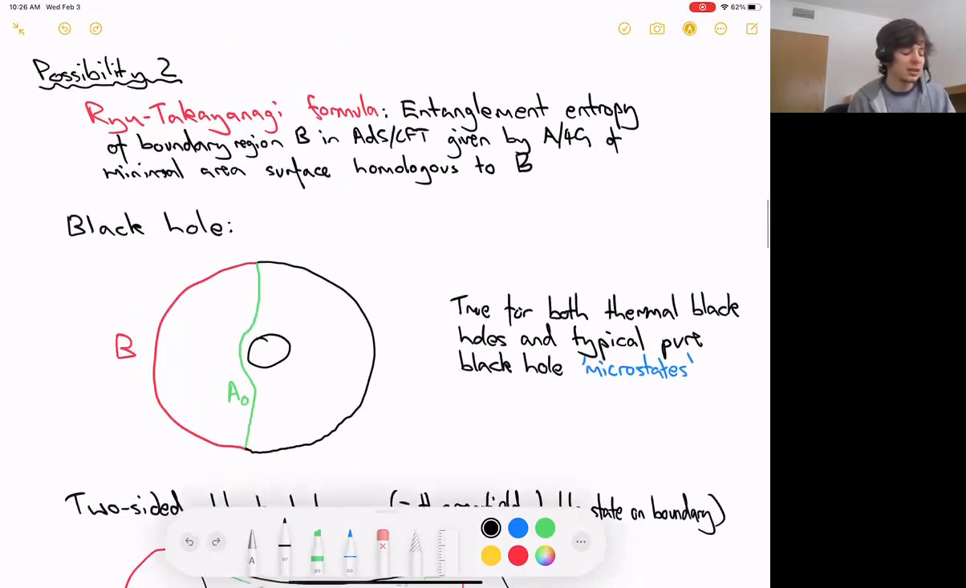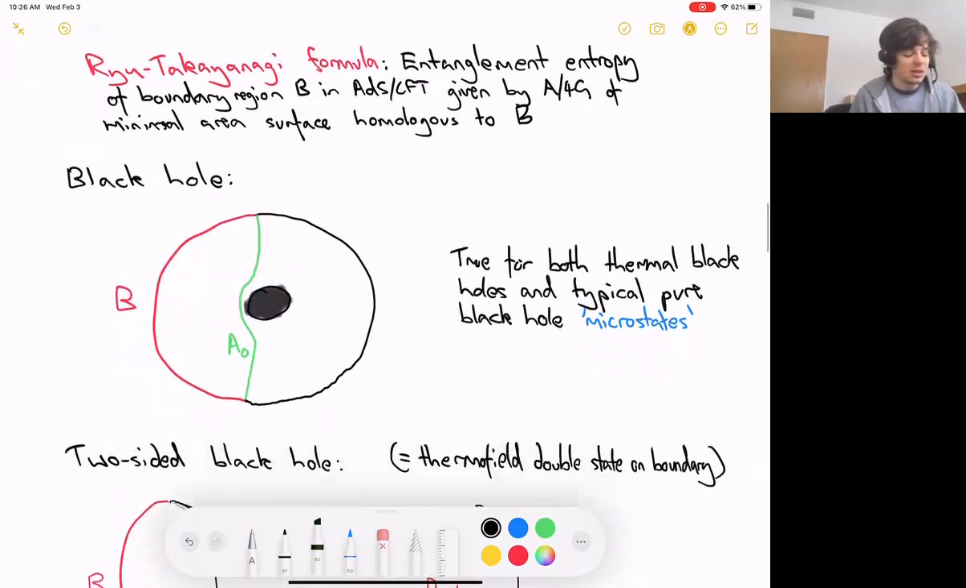Okay, so let's look at an example of this. You could imagine some space-time that has a sort of black hole sitting in the middle here. So this should be a black hole. Let's look at the horizon of the black hole. And we can look at some boundary subregion B, which I'm going to take to be slightly less than half the boundary.